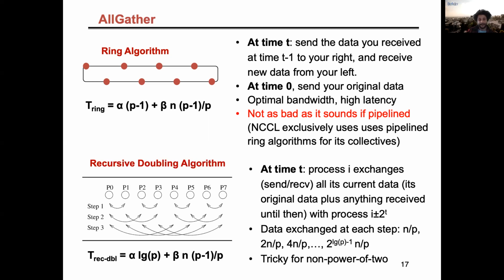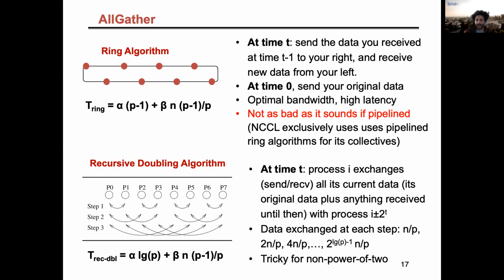There's obviously a better way to do that for this case. It's called the recursive doubling algorithm. And it's fairly simple. At time t, each process, let's say process i, sends and receives all of its current data. And what that means is all of its original data that it started with, plus anything that it received so far. Of course, in the initial step, there is nothing that it received. It's just going to exchange with a process that is 2^t away from it. And at time t equals 0, so 2^t means 1, so it just does it with its immediate neighbor. And at the next step, it exchanges data with a processor that is 2 hops away, and so on.